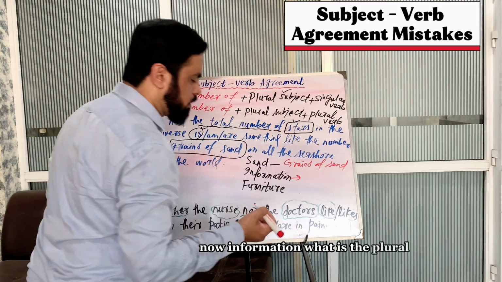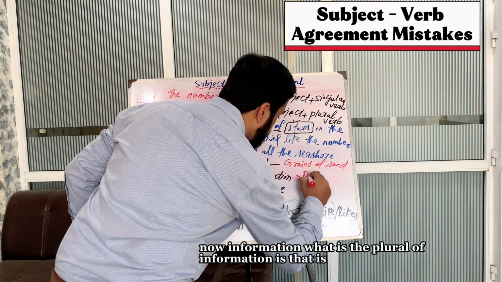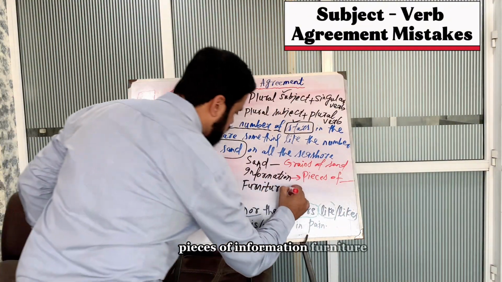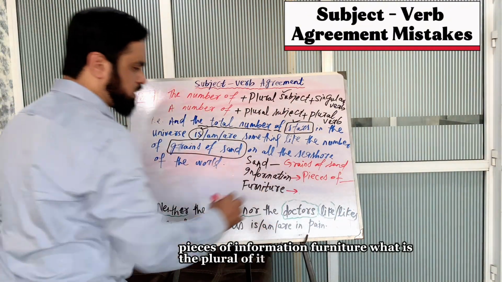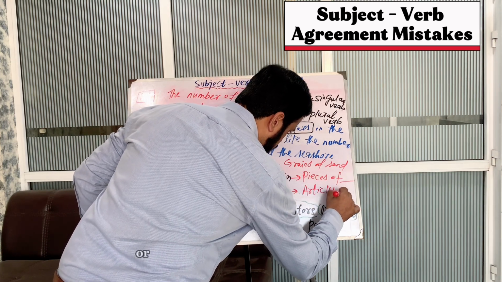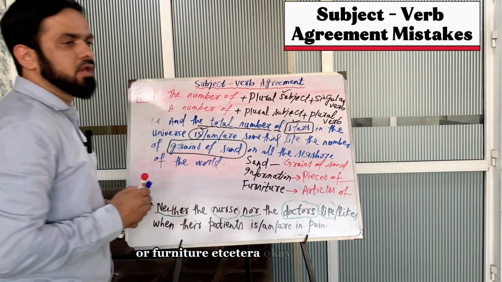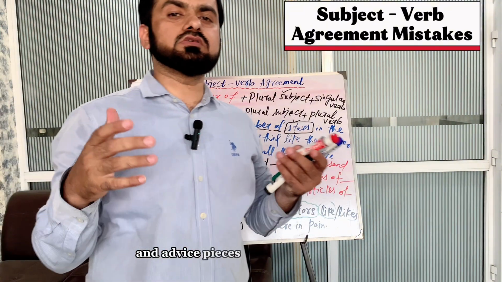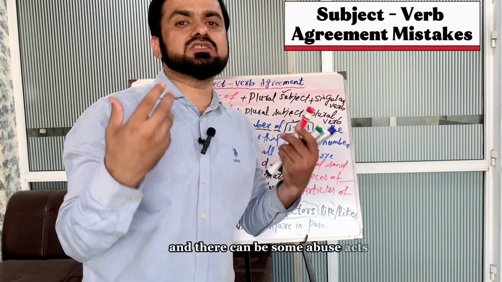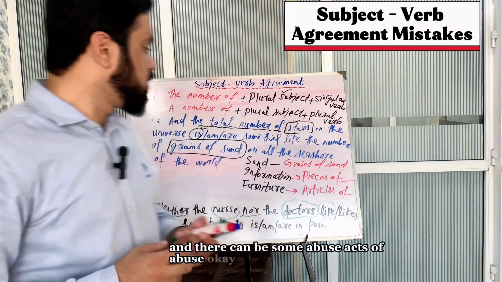What is the plural of information? That is pieces of information. Furniture. What is the plural of it? Articles of furniture, etc. Okay. And advice. Pieces of advice. Okay. And there can be some abuse. Acts of abuse. Okay, right?